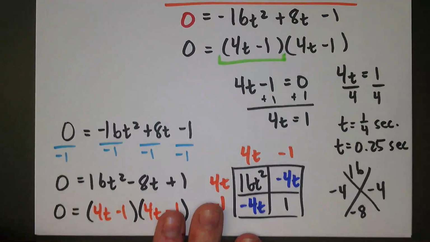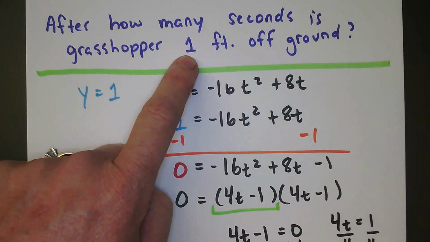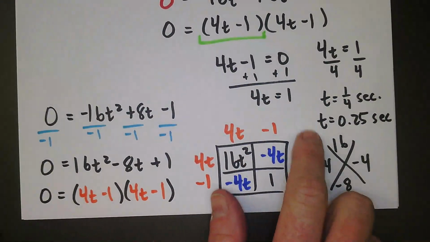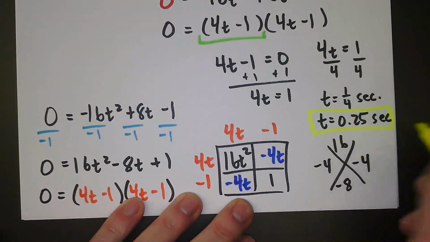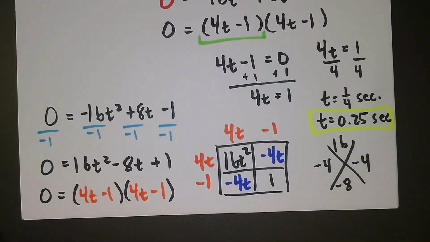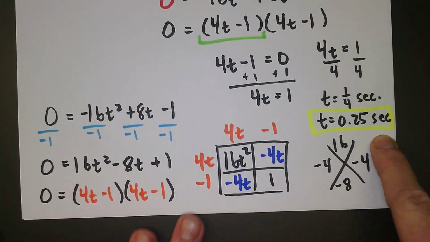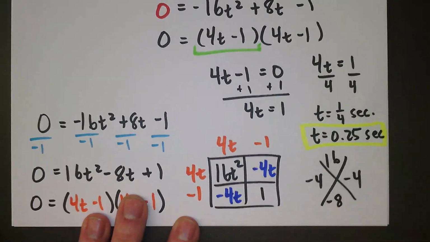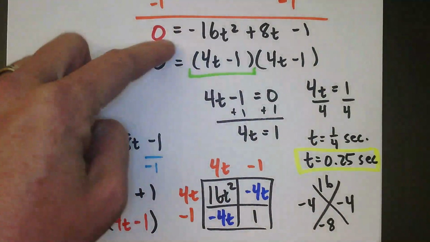That answers the question, after how many seconds is the grasshopper 1 foot off the ground? And it's not very long, but it's reasonable. It makes sense to actually say here that it's not going to take very much time for a grasshopper or a cricket or whatever bug to jump 1 foot into the air. So 1/4 second is quite reasonable. That's my final answer, and I got there by setting my quadratic equal to 0, factoring, and solving.